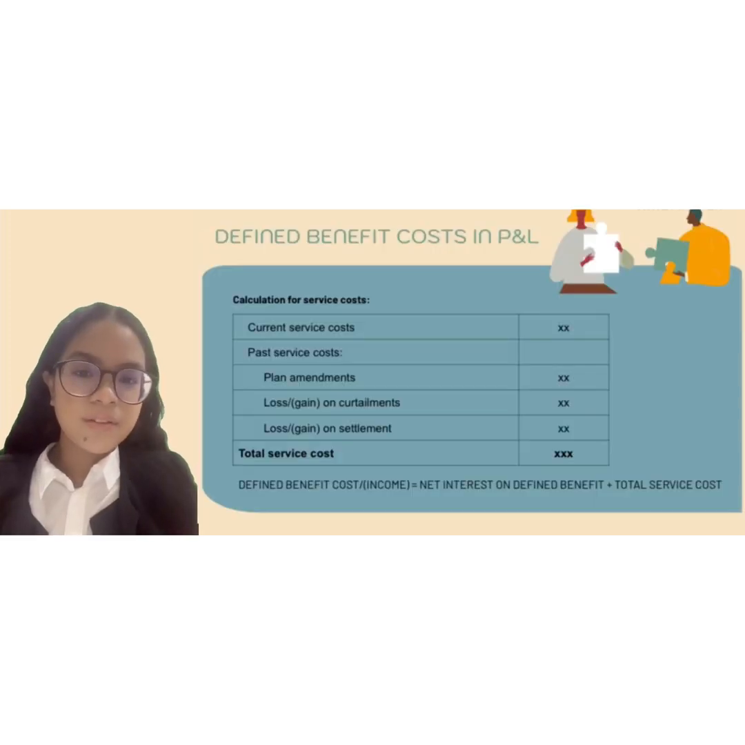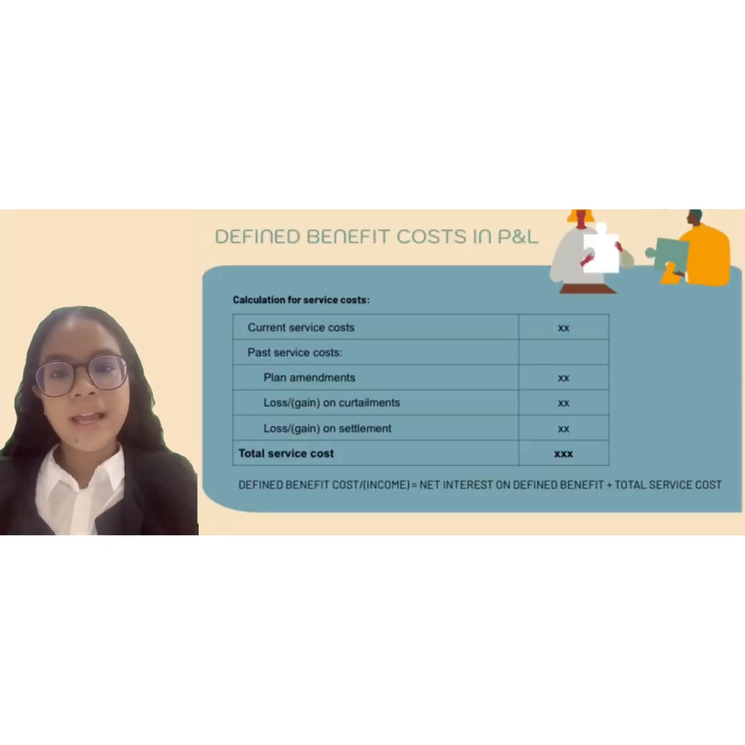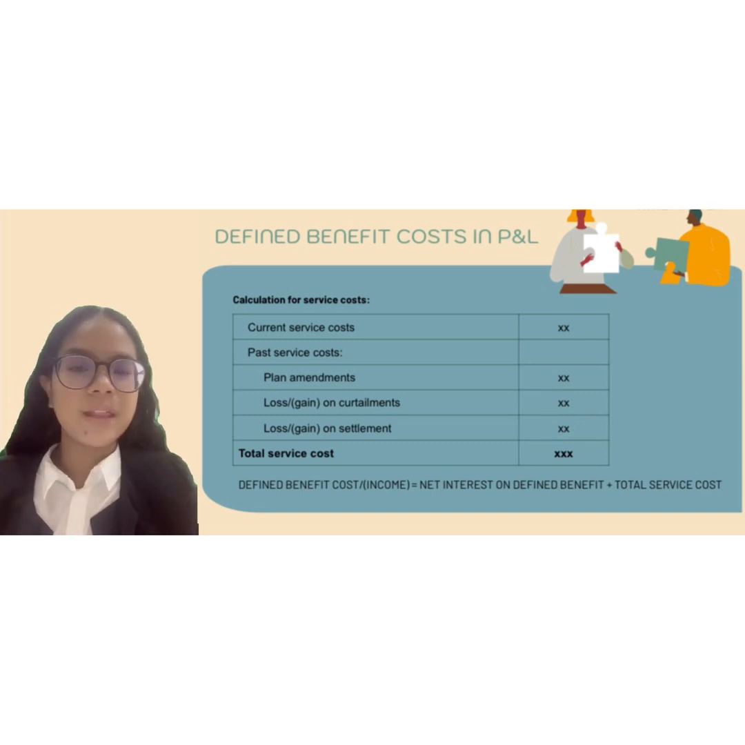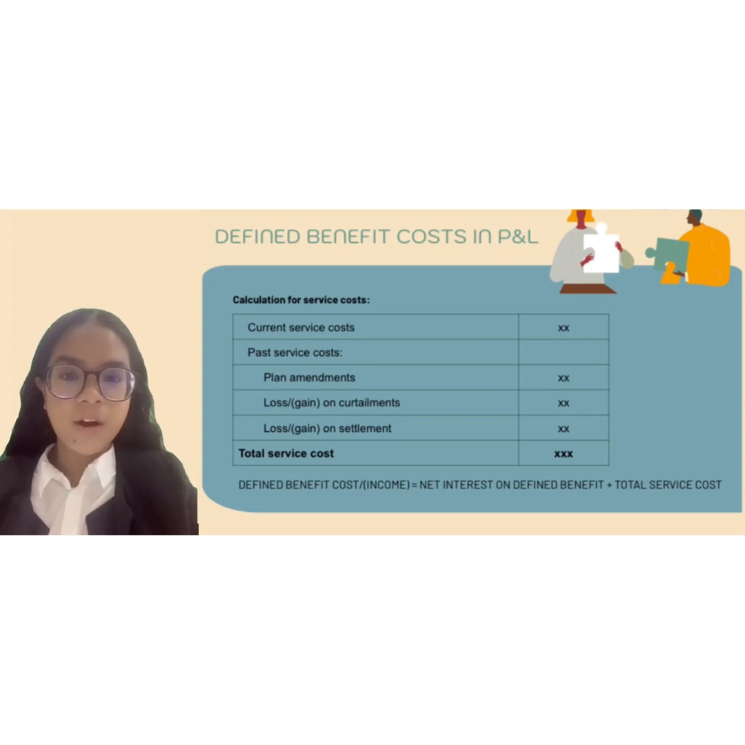As for service cost, it can be calculated by adding the current service cost with past service cost, which includes plan amendments, loss or gain on curtailments, and also loss or gain on settlement, together with the net interest on net defined benefit liability or asset, which gives you the defined benefit cost or income recognized in profit or loss, depending on whether it is a negative amount or a positive amount.